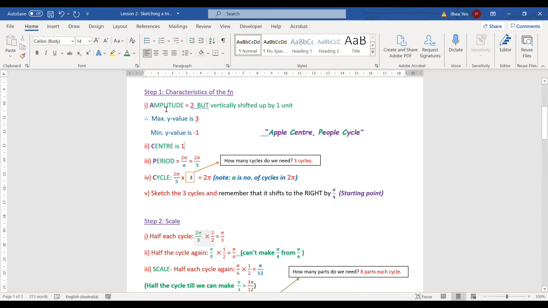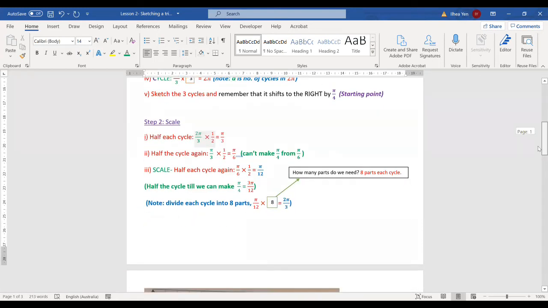All these, amplitude, center, period, are all the same as the first question. The only difference now is the cycle. I mean, it's a 3 cycle. Sorry, actually the cycles are still the same. The only thing is it's starting from pi over 4 instead of pi over 3. The difference comes from step 2, scale. So we have it, right?